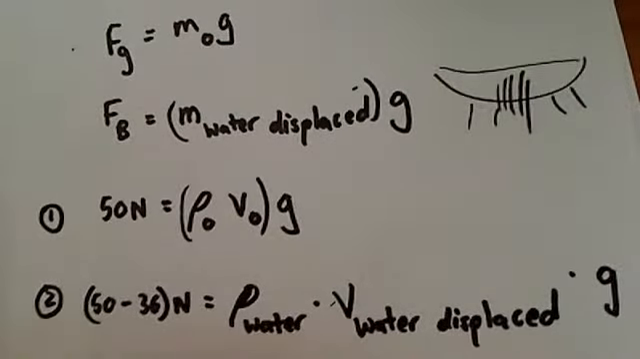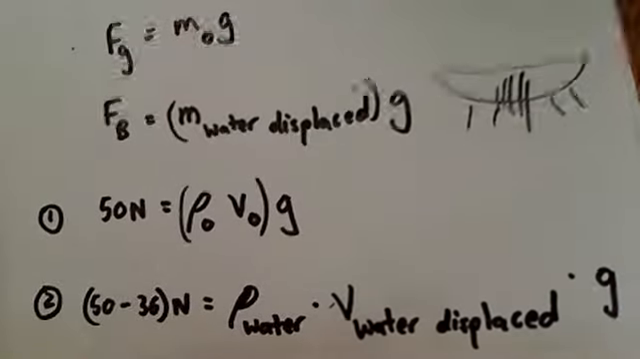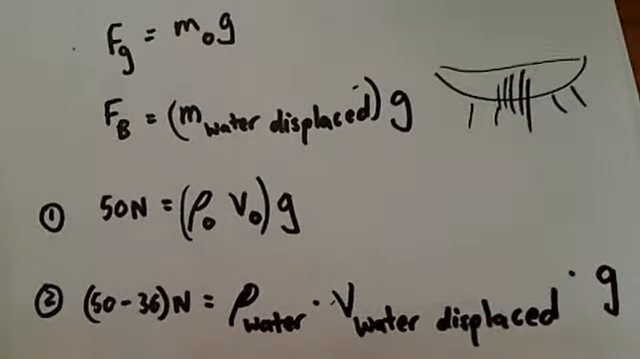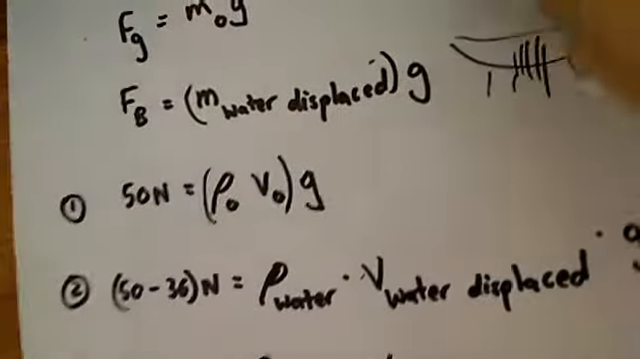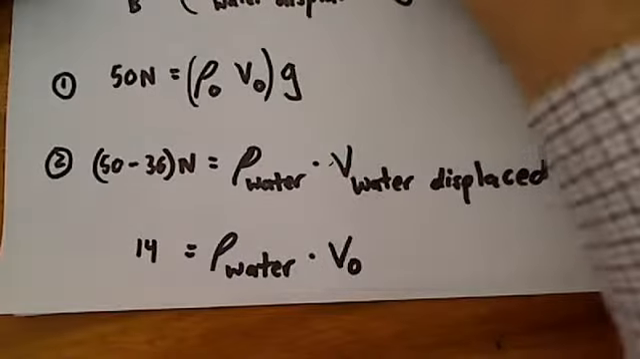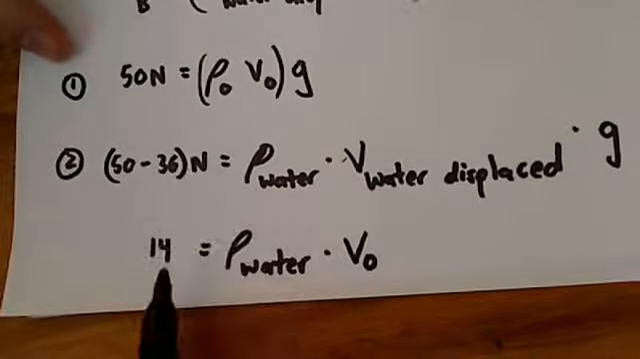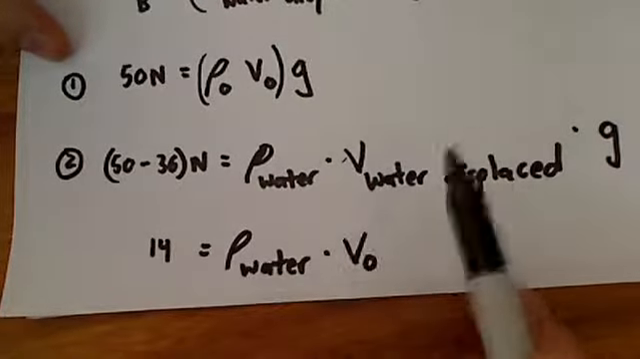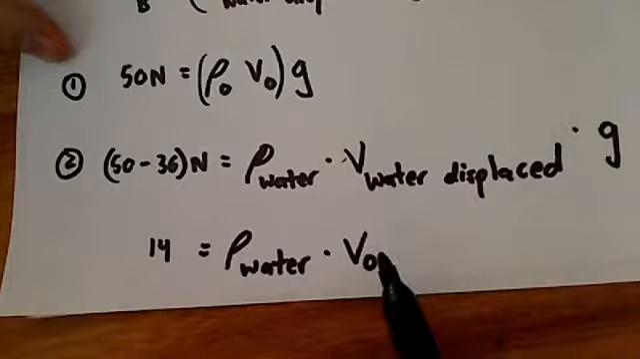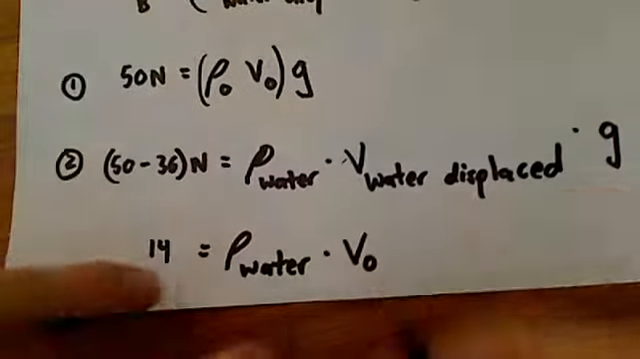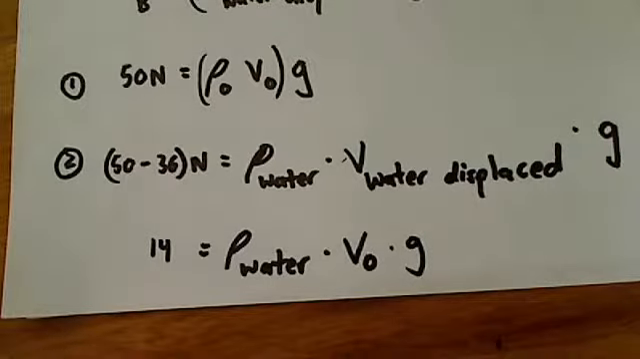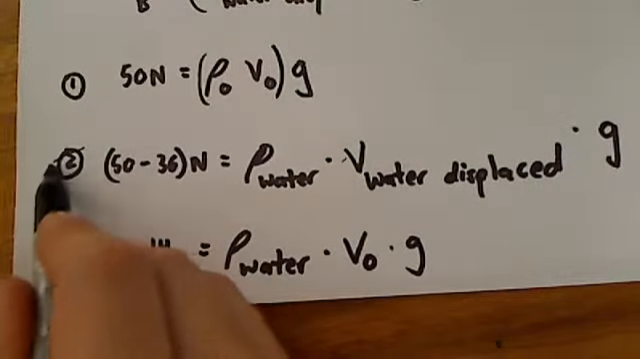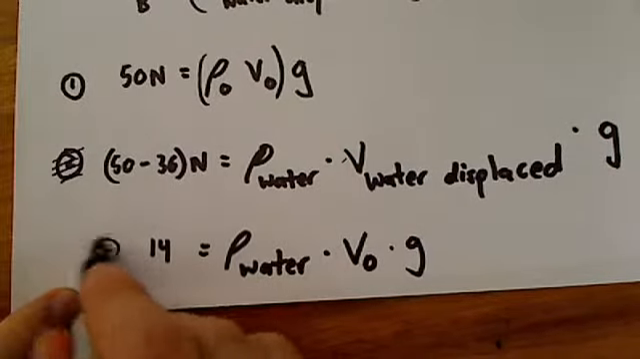So 50 minus 36, this is going to be 14, is equal to the density of water times the volume of the object that displaced the water. I'll say that again. 50 minus 36 is 14. This is the density of water. The displaced water is just going to be the volume of the object. Okay. So I'm going to cross this off. We're going to label this equation 2.